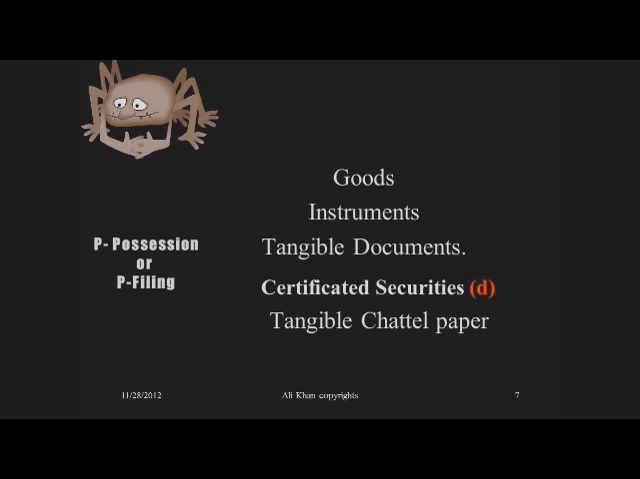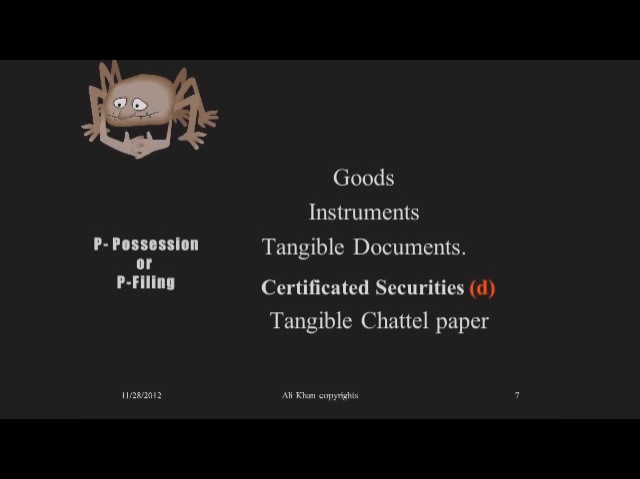I put the word D because the word delivery is used, which is another word for possession. But they want to use the word delivery with respect to security. And then we have tangible chattel paper. Now, instruments are promissory notes, which represent a promise to pay money.